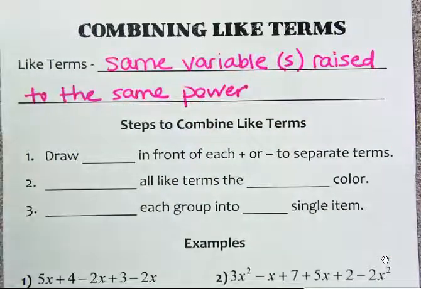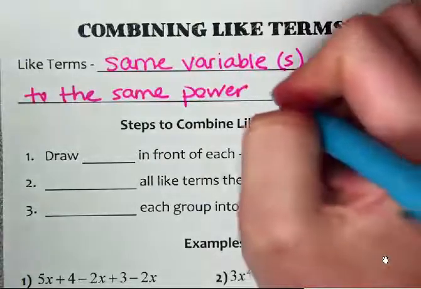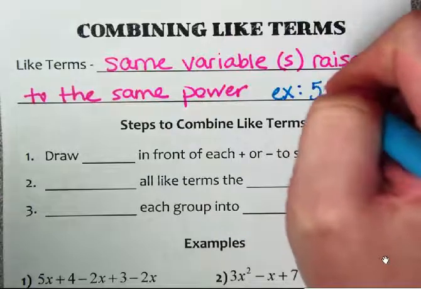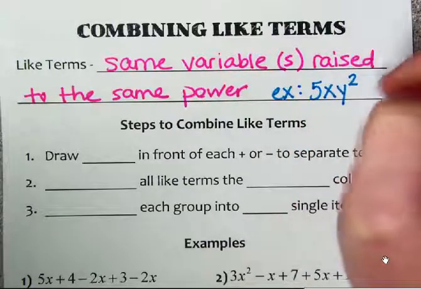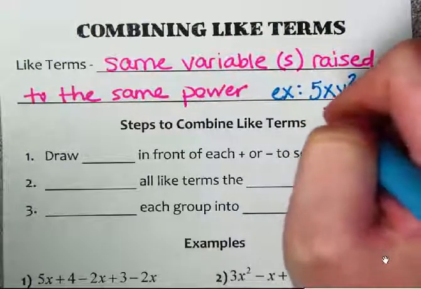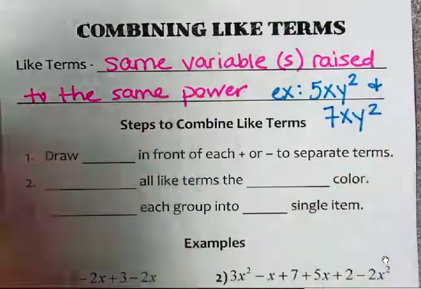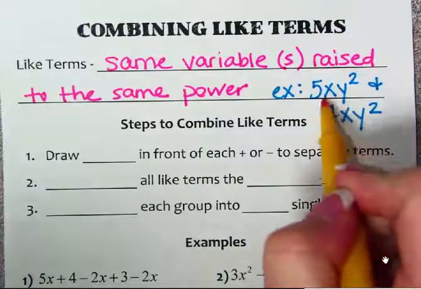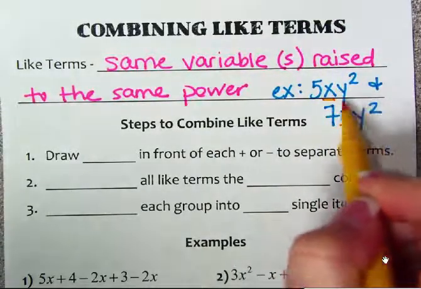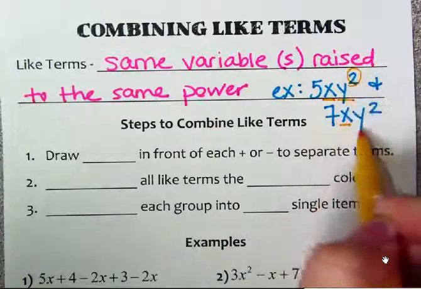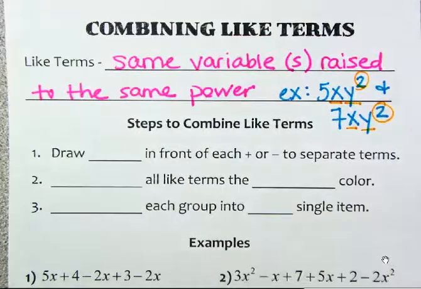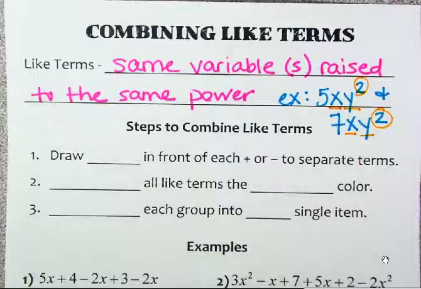So an example of like terms would be something like 5xy squared and 7xy squared. If you look at these two, you'll notice that they both have an x all by itself. They both contain a y raised to the second power. The coefficients on like terms don't matter. All we are looking at are the variables and the powers.